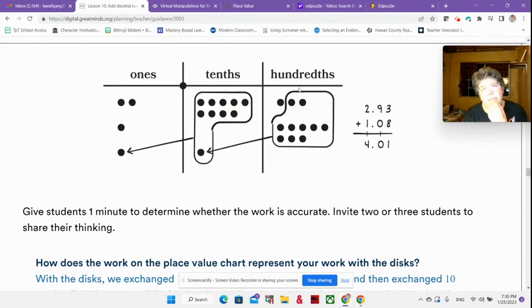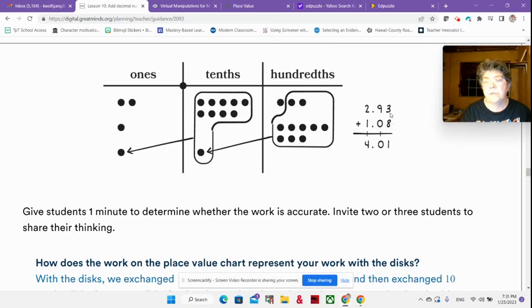Okay, so this is kind of messy. So I had 3 hundredths here and 8 hundredths here. My 8 and 2 can go together to make 1 tenth, right? That would be 10. 10 hundredths makes 1 tenth. And then I have 10 tenths, and that makes 1 whole.